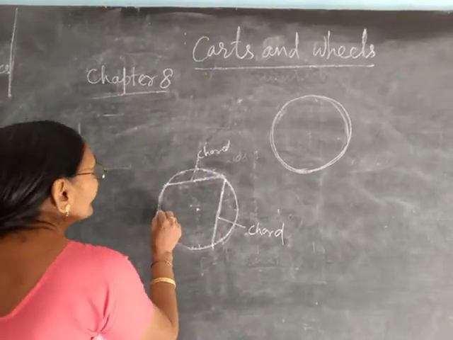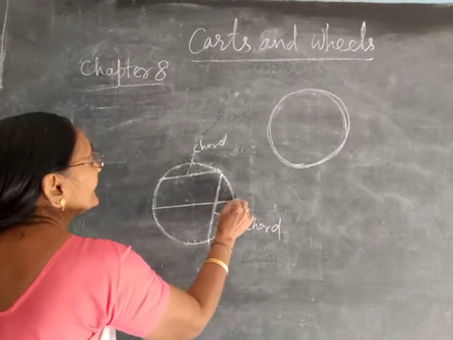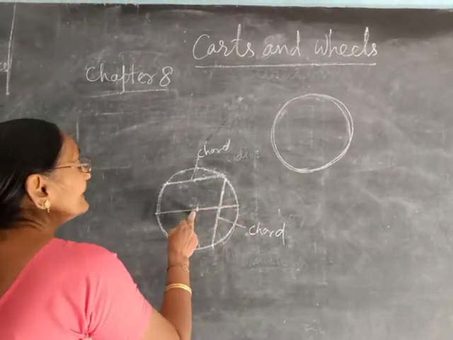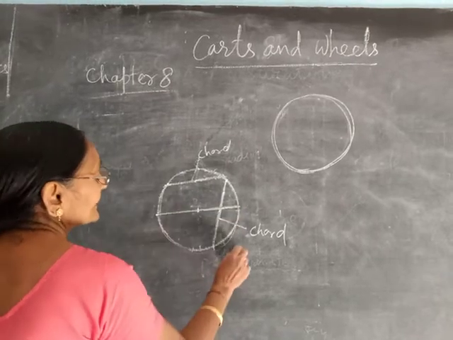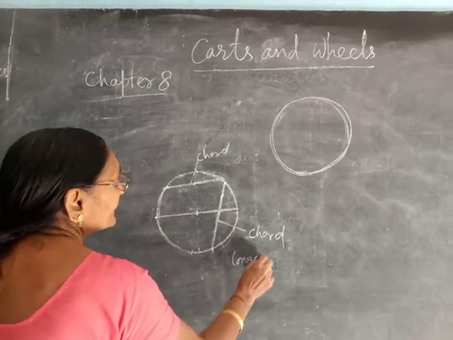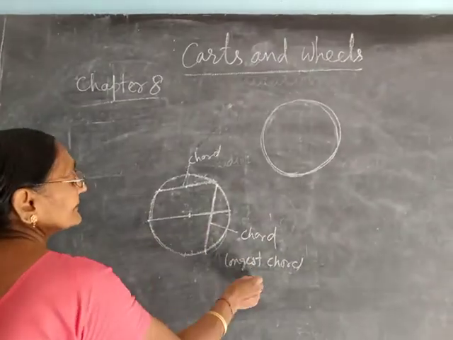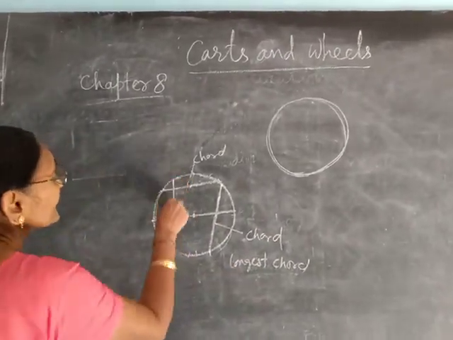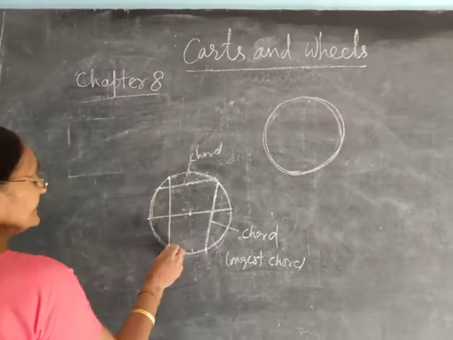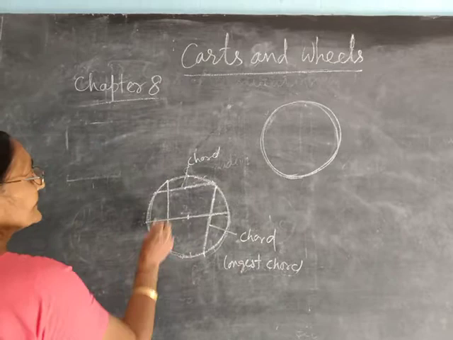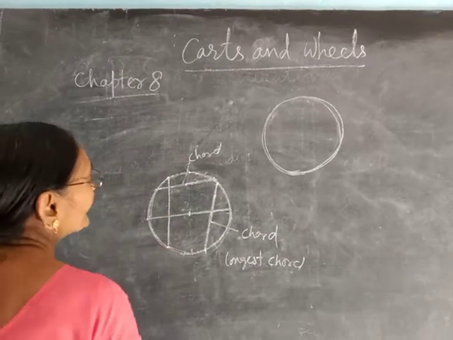So another one is there. It is also a chord. It is also going through the center. It is a diameter, but it is the longest chord. So the diameter is the longest chord of the circle. So many chords. Here also, 2 line segments pass through the center of the circle, so it is also a chord. Like that, so many chords are there.